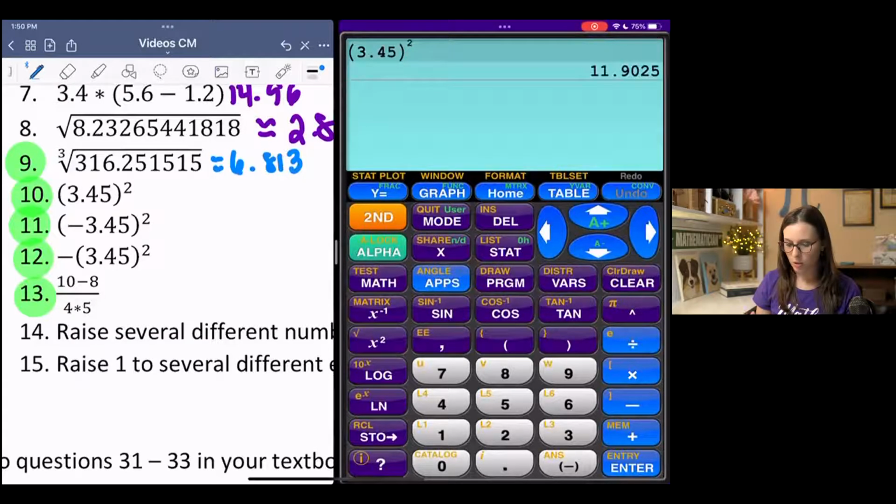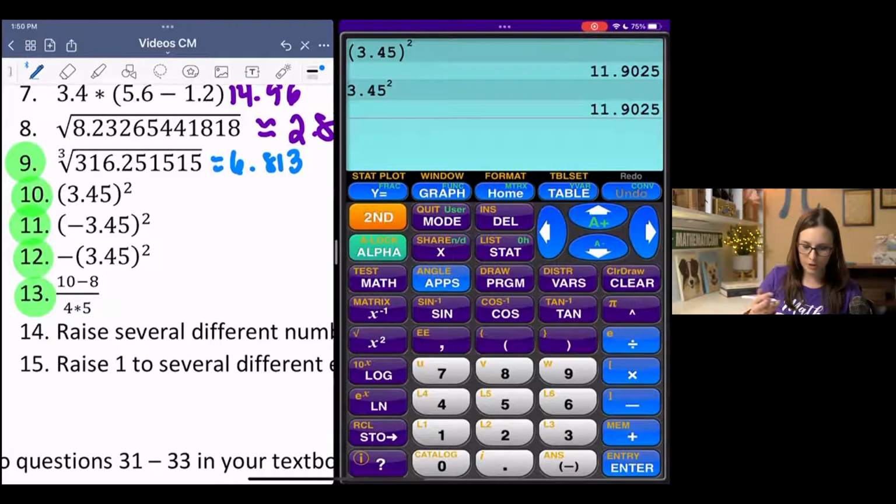Those parentheses aren't going to hurt anything, but I will show you without the parentheses for a positive number that we get the same result. So either one is fine, but we're going to leave it. I typed it wrong. 9025.